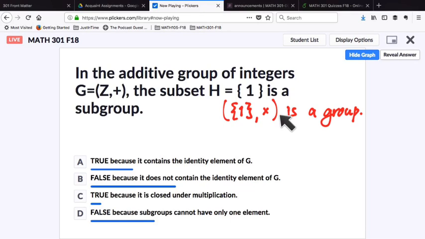So this does meet the criteria to be a group, but it does not meet the criteria to be a subgroup of G, because the operation in my smaller setting has to agree with the operation in my larger setting. It has to inherit that operation from its parent group. So it's not a subgroup.